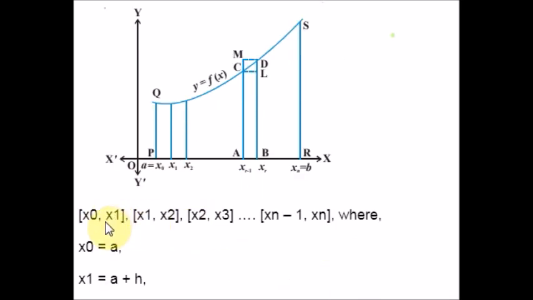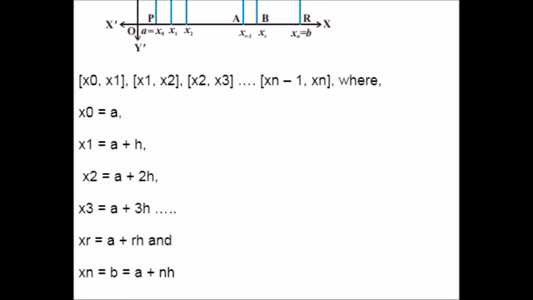All these are suffixes 0, 1, 2, 3 and n minus 1 and so on. So please have a glance over this. Hope you're clear till this. So this is all about the graph.